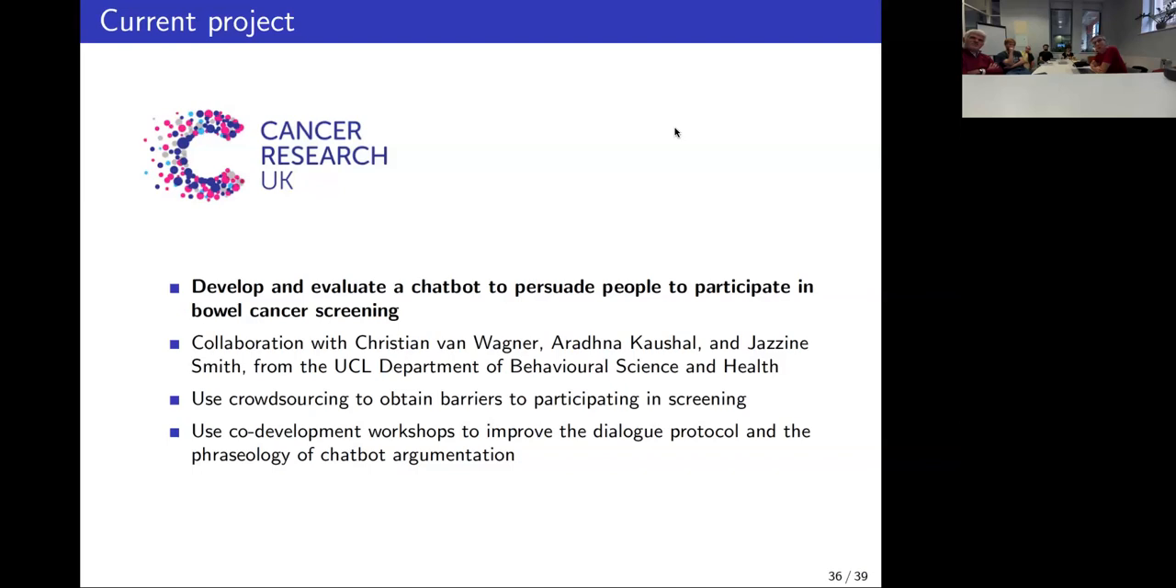We're collaborating with a group of people from the UCL Department of Behaviour Science and Health. They're real experts in bowel cancer screening, and they do all sorts of psychological studies. We're crowdsourcing the barriers and counter arguments, the reasons why people don't want to participate in screening. So we've crowdsourced many arguments. We're also using what they call co-development workshops, where volunteers come along, and I don't go to them because I don't want to interfere. They tell them about this, give examples of dialogues, and get feedback on the protocol and a lot on the phraseology.